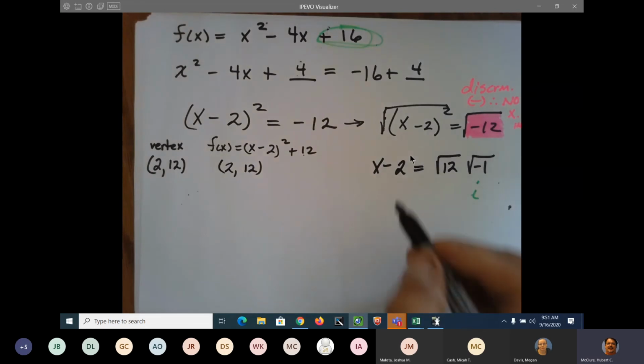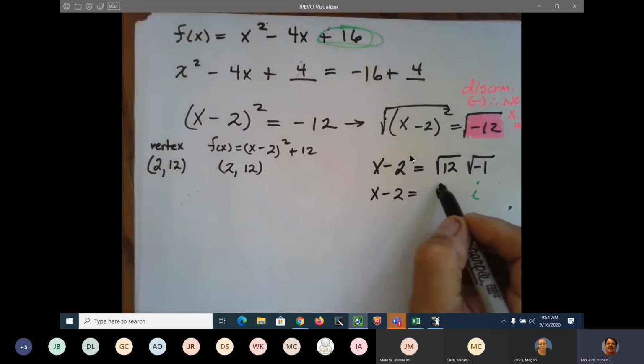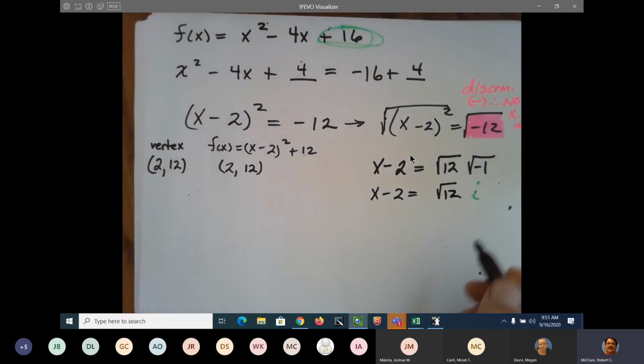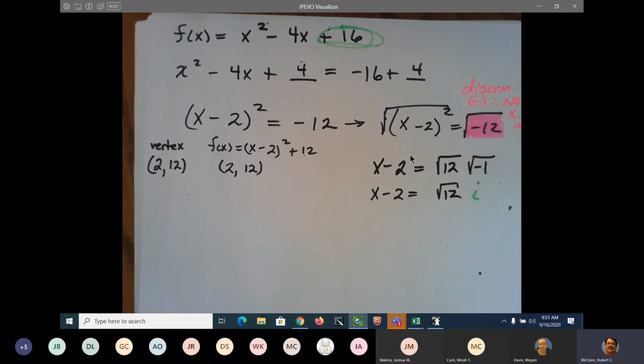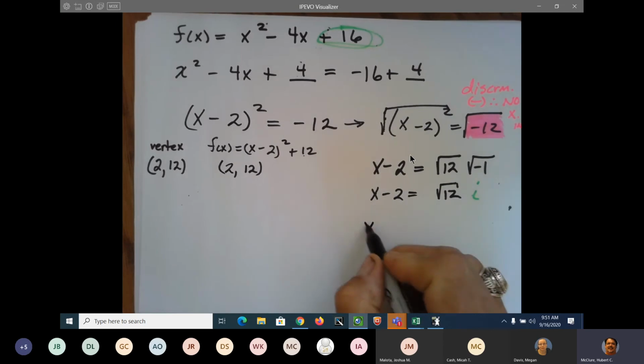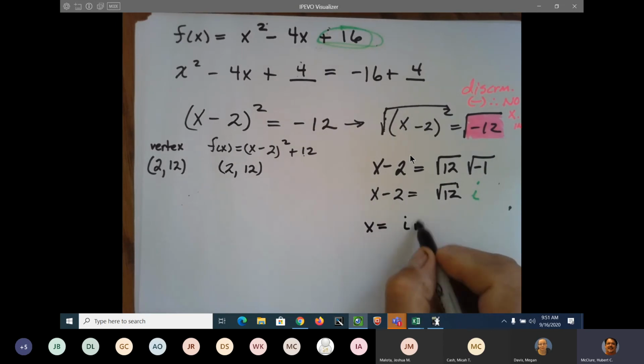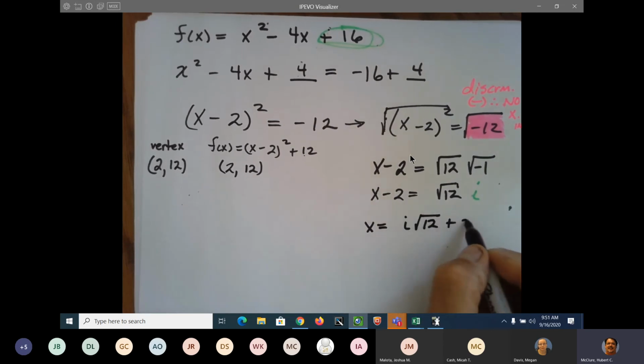And x minus 2 is equal to the square root of 12 i, and I just turn it around so you won't mistake the i being under the radical. You don't have to do that. You can put a little tag right there, and you don't have to put the i in front if you don't want to. x is equal to i times the square root of 12 plus 2.